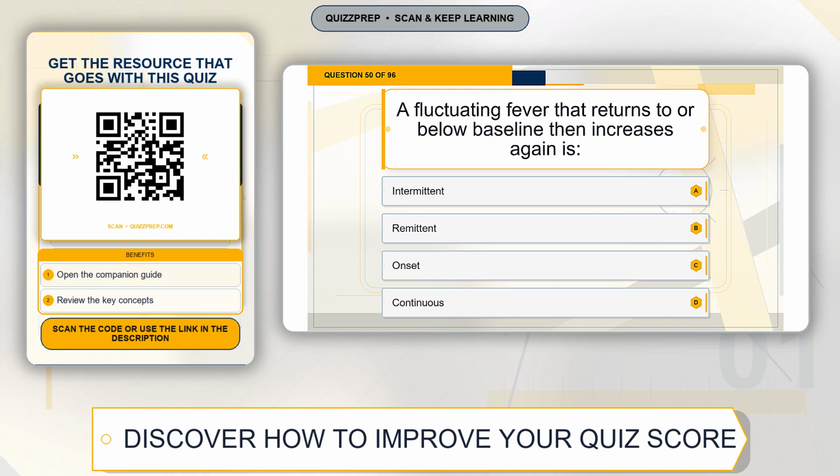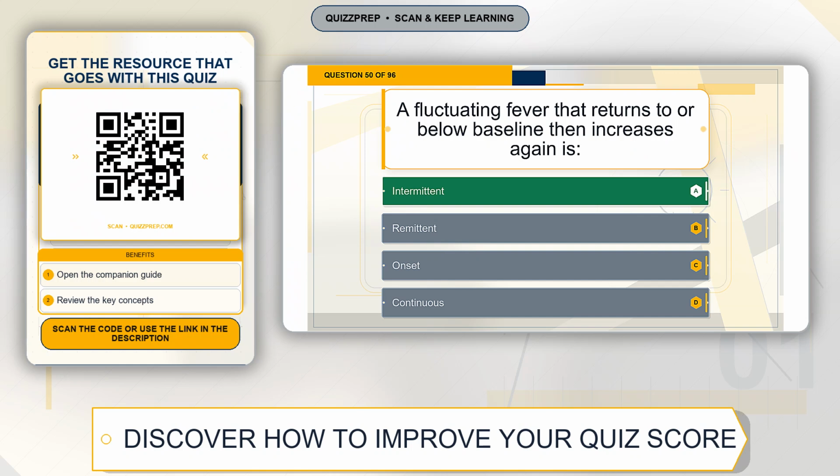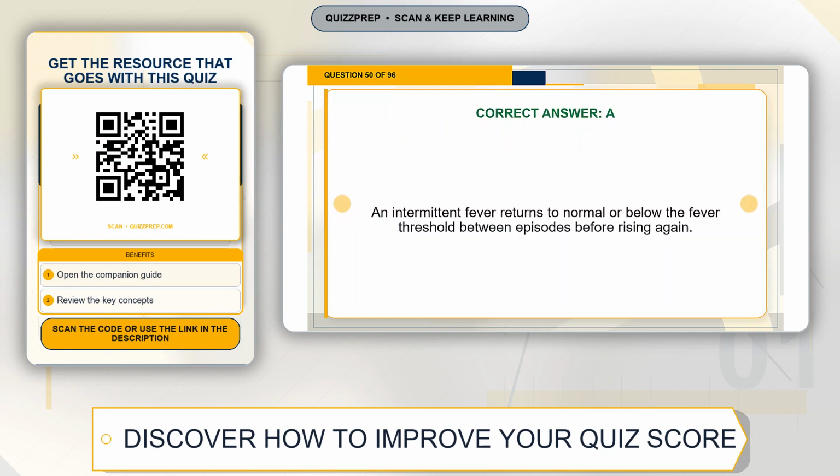Question 50. A fluctuating fever that returns to or below baseline then increases again is: option A, intermittent; option B, remittent; option C, onset; option D, continuous. The correct answer is option A, intermittent. Explanation. An intermittent fever returns to normal or below the fever threshold between episodes before rising again.